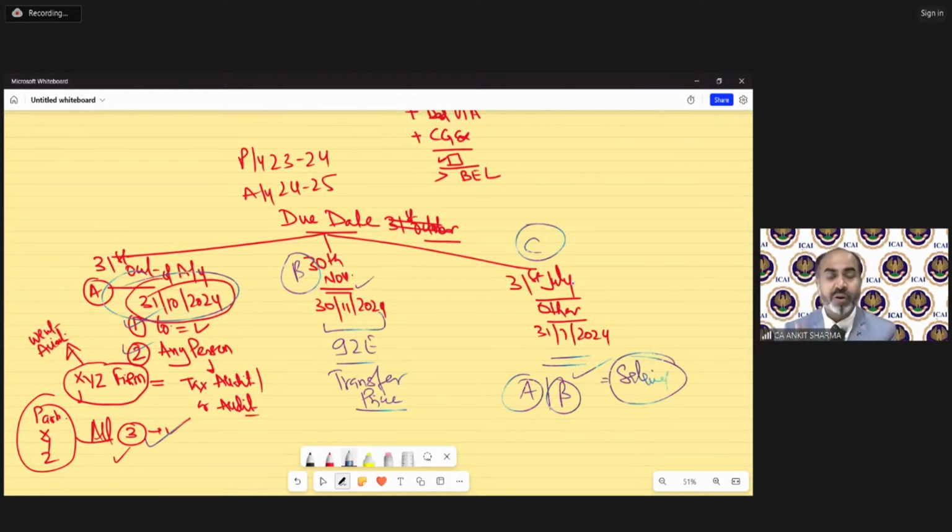July is for those persons who do not fall in category A or B. Those who fall in category A, the date is 31st October. For B, the date is 30th November. And other than those, it will be 31st of July. So if you are running a business also, and that business does not go under audit, then the date will automatically be July.